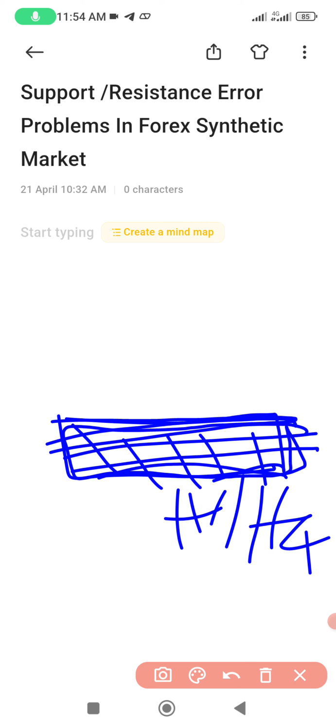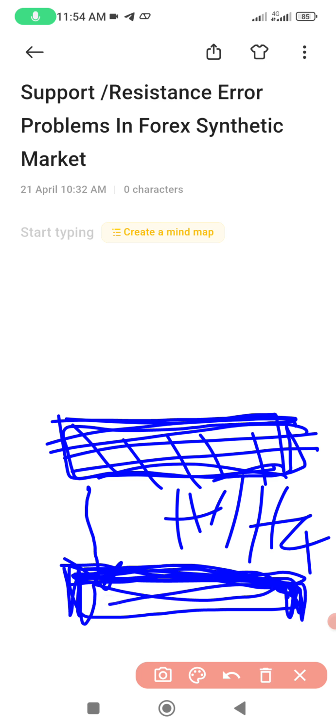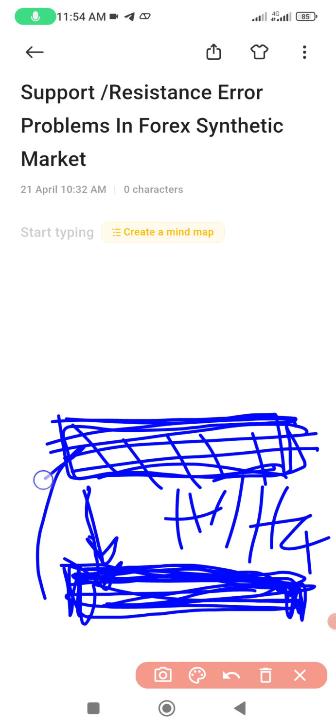But if you fail to enter at this resistance and the market went down and starts trading in this range, this is what you call an error. This is entry. Let's call this a shift in the resistance. So there is a shift. So if you enter here, price will always go back to here.